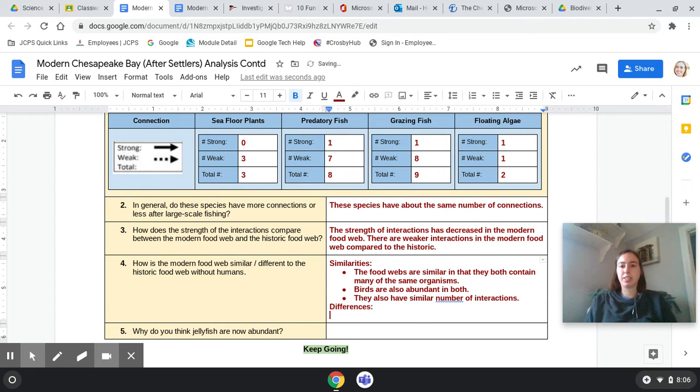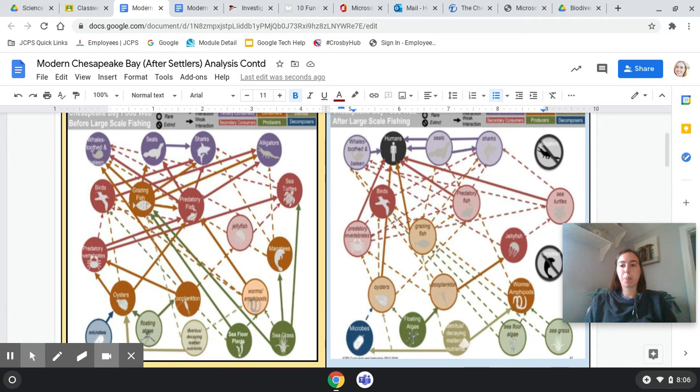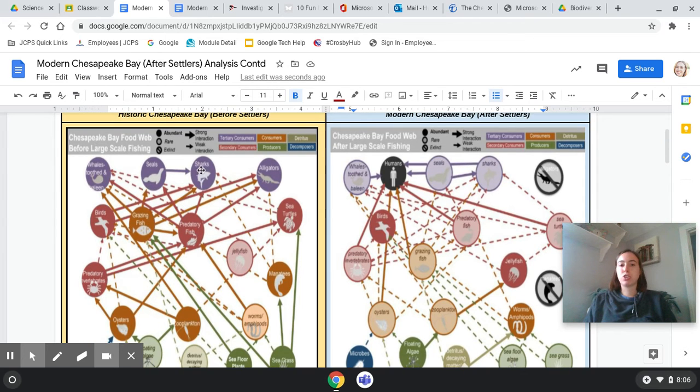Next up, we have our differences. So how are these food webs different? So looking at my historic food web compared to my modern food web on the right, I see that my historic food web had much more abundant organisms. The circles were more solid, colored, and darkly filled in the historic food web model. Alligators, sharks, seals, whales, birds, grazing fish, predatory fish, sea turtles, all of those were abundant, and now most of those organisms are rare in the modern food web.